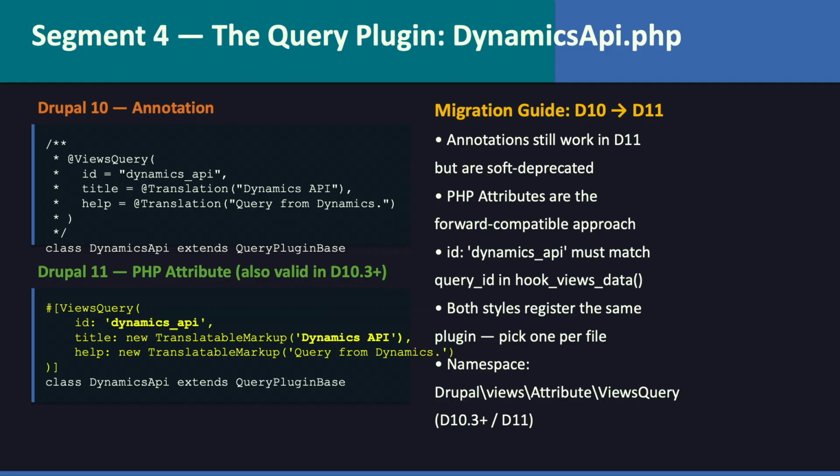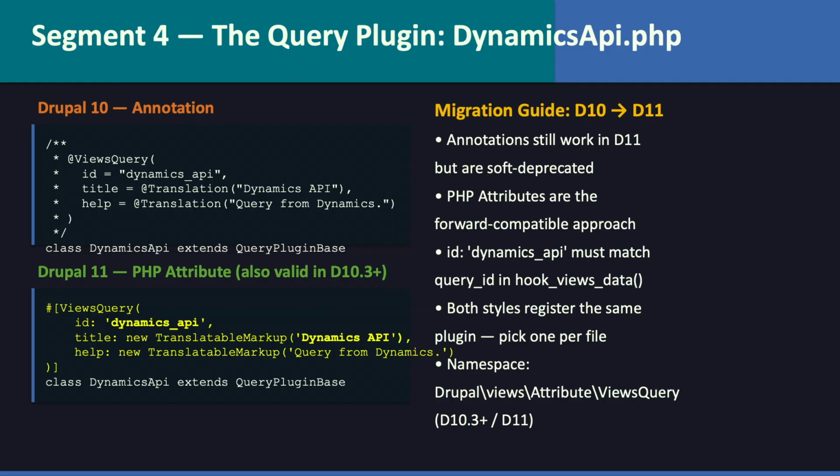But I've included Drupal 11, so if you're up to date, Drupal 11 is using PHP attributes, which is available after Drupal 10.3, so you can use it in that. And again, it's just a different syntax instead of using the commenting format. So you're providing the ID, the title, the help, just in slightly different formats.